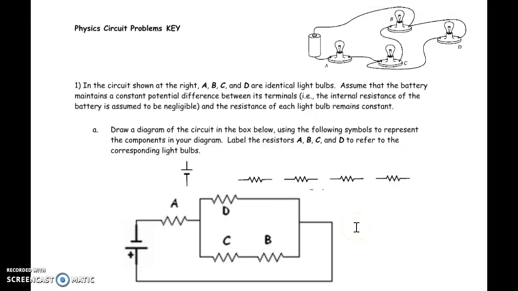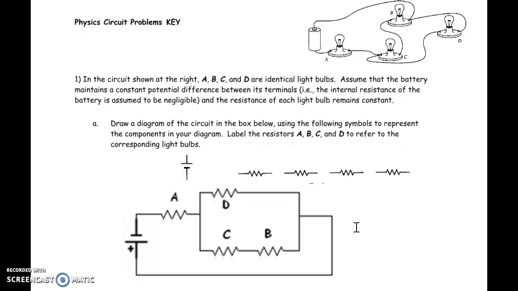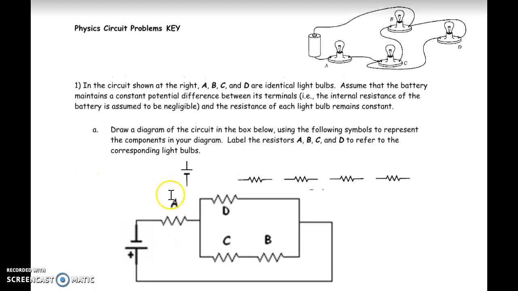If we look at this and ask ourselves in the next part which one is the brightest, it's pretty clear that A will be the brightest. You can think of that in terms of current. All of the current is going to go through A, so A is going to be the brightest bulb. All of these bulbs are equivalent. And notice we use a resistor symbol here, not a bulb symbol, but either one would be correct.